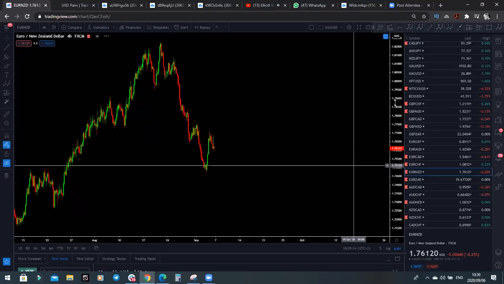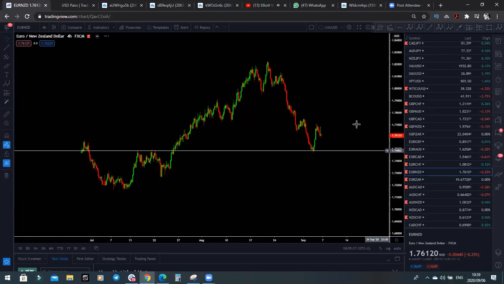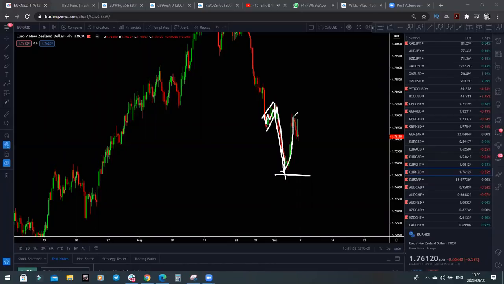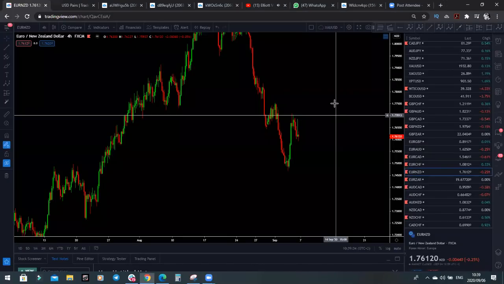Right, Euro New Zealand, we had a setup here. This is where we sold Euro New Zealand, looking for this one to come down. So we had a sell setup here on Euro New Zealand, and then we had this one. So we've got a bit of a bounce here, not a bit of a bounce. We've got a strong impulse, but that impulse doesn't mean anything as long as the indicator does not confirm.